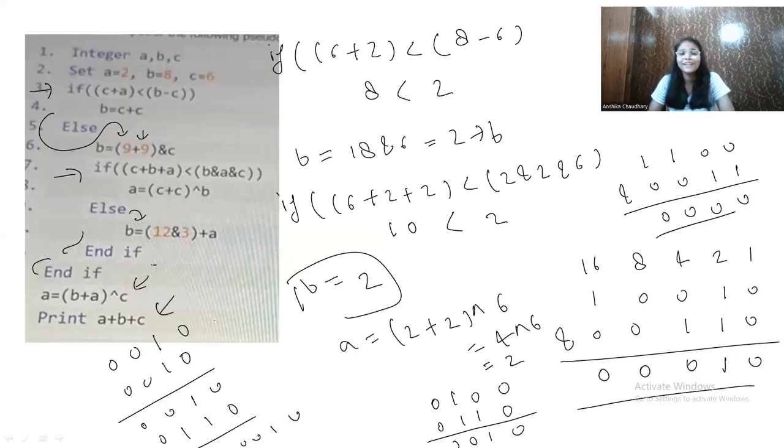From here we need to print A plus B plus C. So A value is 2, B value is also 2, plus C value is 6. So it will become 10. So 10 will be the correct answer over here, right?